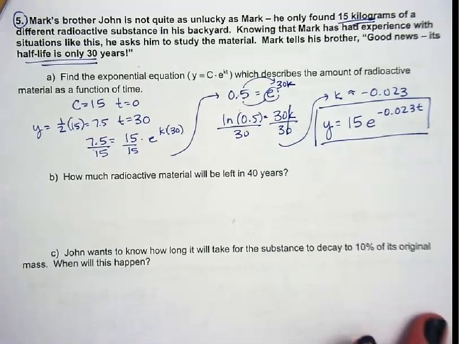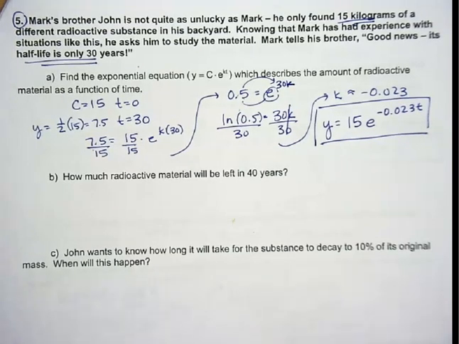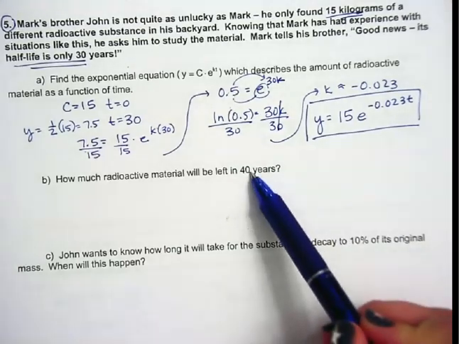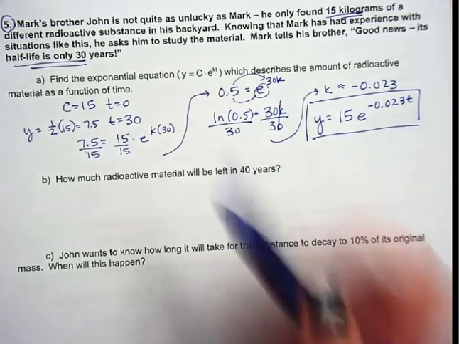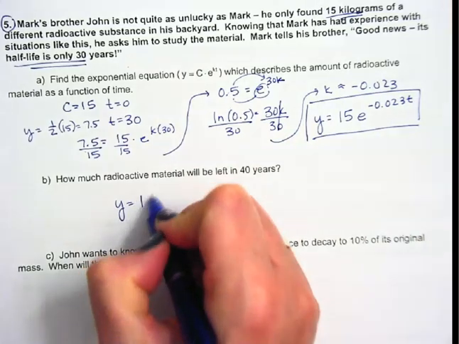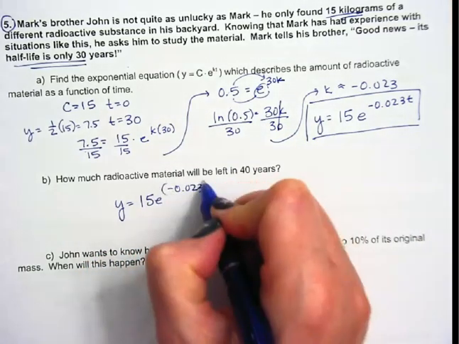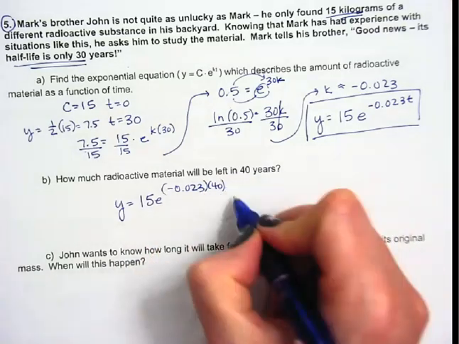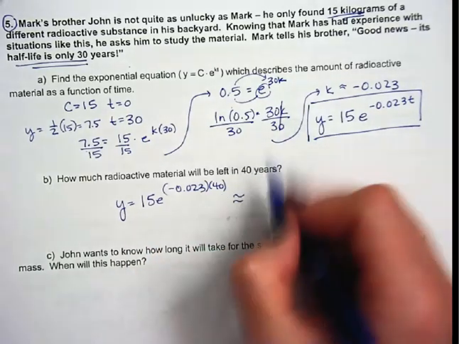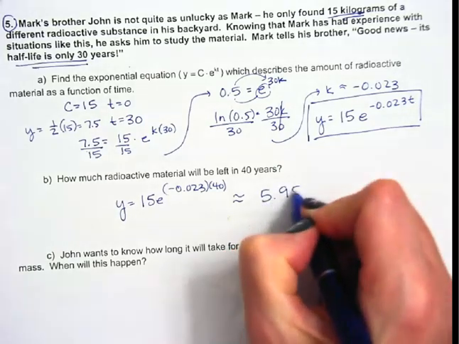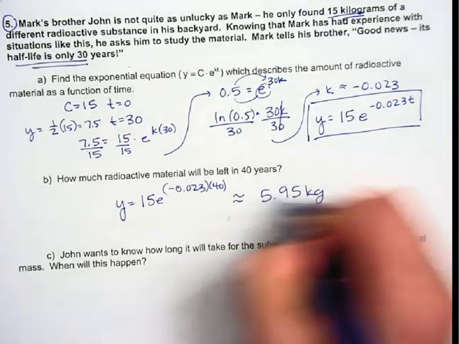And then part B, how much radioactive material will be left in 40 years. So 40 is my time. I'm going to put 40 in for t. And then we go to a calculator to do all that work for us. And we get approximately 5.95 kilograms.